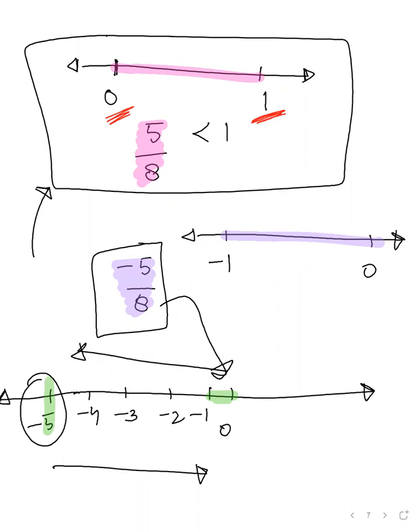Okay, now how many parts should we divide this thing into? 8. Denominator over here is 8, है ना? So we're going to divide it into 8 parts.